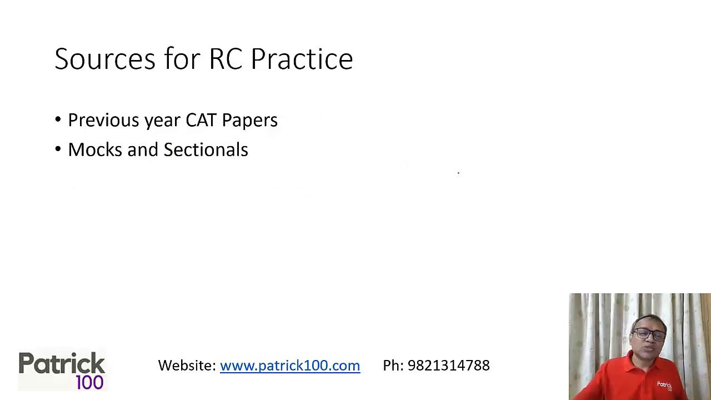Right? Sources: the best sources are previous CAT papers. There are so many previous CAT papers available. You can solve those papers for practice. The next source is mocks and sectionals. You can look at mock papers of different classes, pick up the mocks and try to solve them. Sectionals are also fine. I would prefer mocks because the best questions in any class are put in a mock paper. So mocks, and if not, then sectionals also. It is a good source for RC practice as far as preparing is concerned.